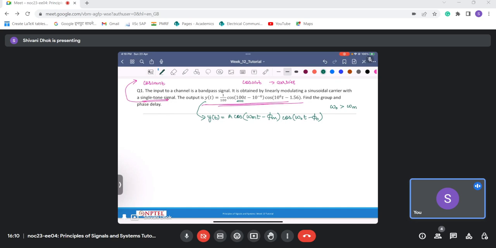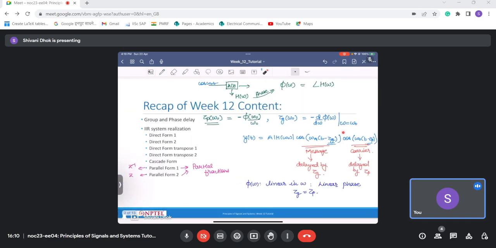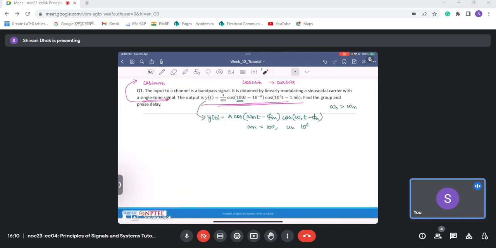And here this omega m is 100 and this omega naught is 10 raised to 6. Now in order to find group and phase delay, if we compare this y(t) which is given here with what we have written here, it is basically a similar representation. The only thing is the delay is of the form t minus tau g. So basically we will need to take common this omega m and omega naught from this form in order to get my tau p and tau g, that is group and phase delay. So let us do that.